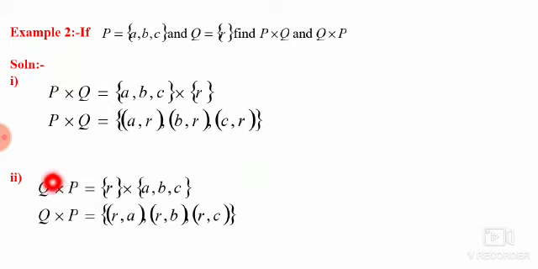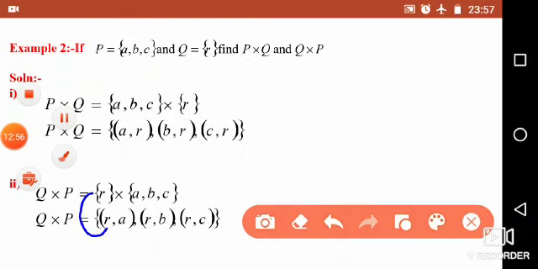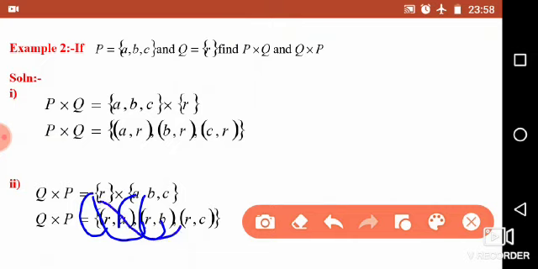Similarly, we can find out Q cross P. Q is a set containing singleton r and P is a set containing the elements a, b, c. Therefore, Q cross P is equal to (r, a), (r, b) and (r, c). Therefore, you can see that the Cartesian product is always a set containing ordered pairs. In every ordered pair, the first element belongs to the first set and the second element belongs to the second set. Therefore, this is the way to find the Cartesian product between two sets.